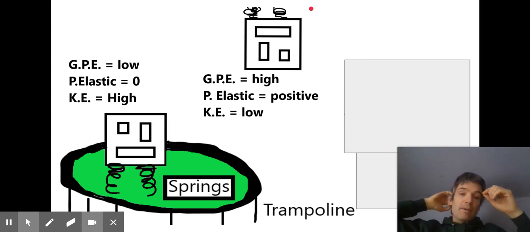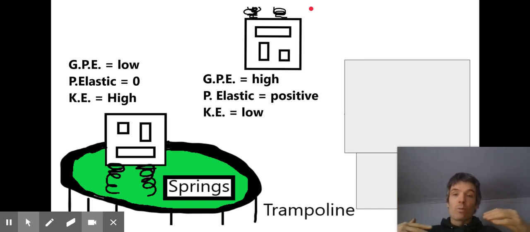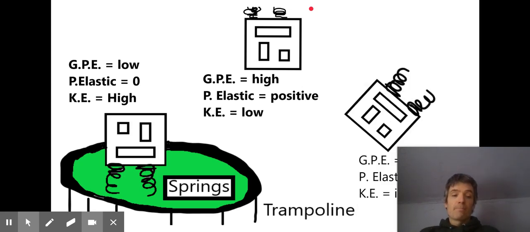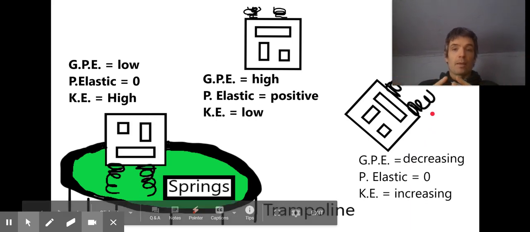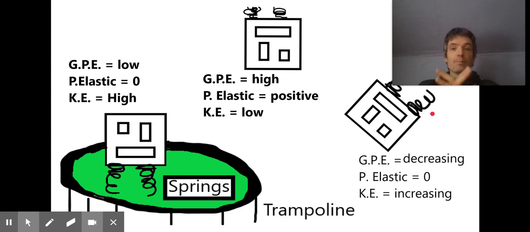So that's where his kinetic energy lies, in his rotational energy. And as he comes down, his gravitational potential energy decreases, and his elastic energy, after his springs have been compressed and then expanded, is gone. He doesn't have any elastic energy, and his kinetic energy is increasing.